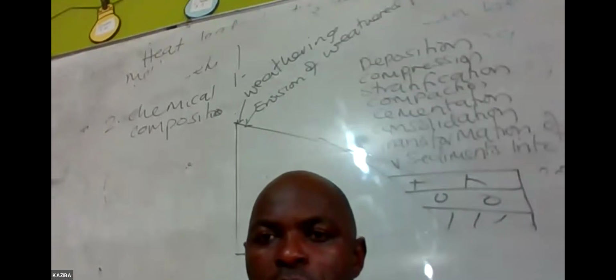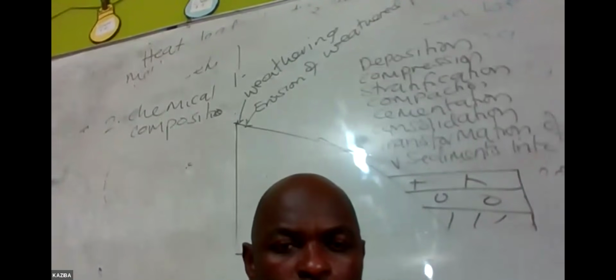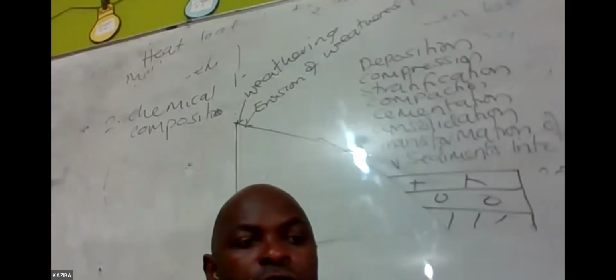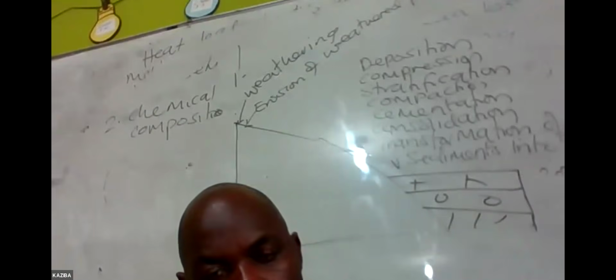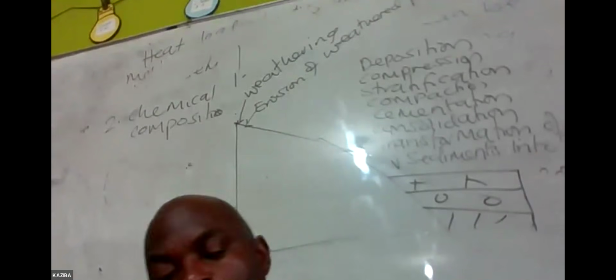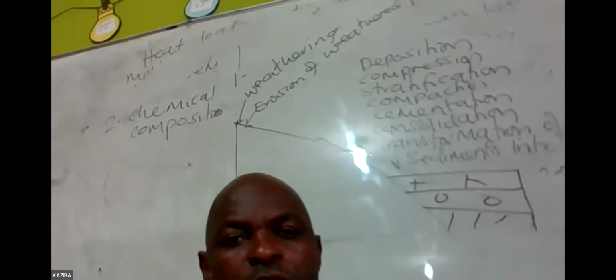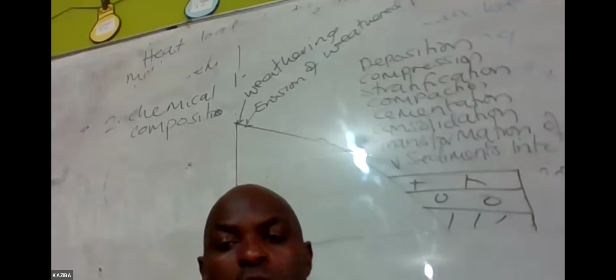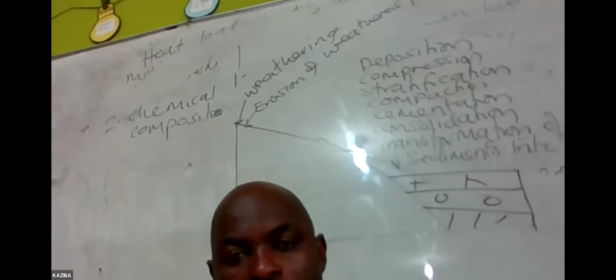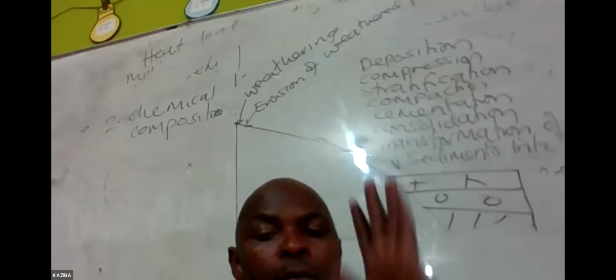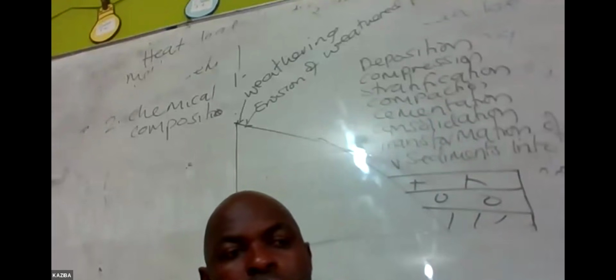So where you have wind depositing, you have the formation of loess. Where we have a river, we have the formation of alluvial. Where you have glacier erosion and deposition, you have the formation of moraine. So now here we emphasize the agents of erosion.